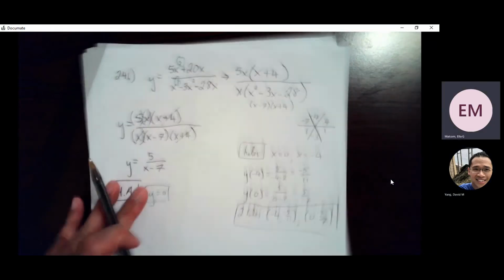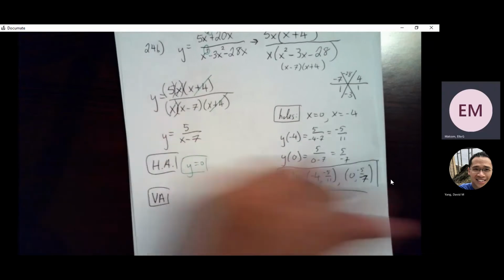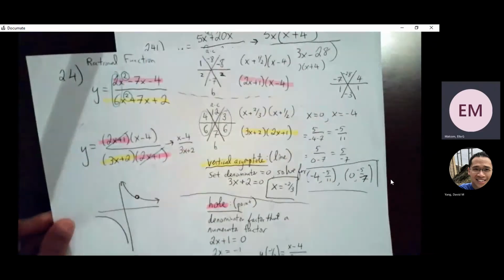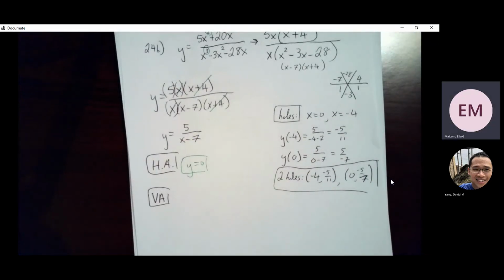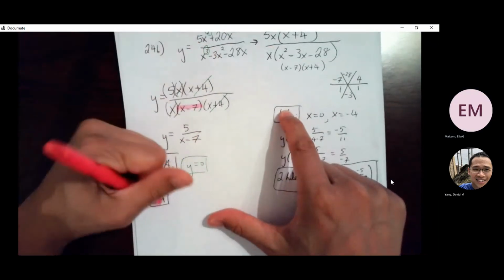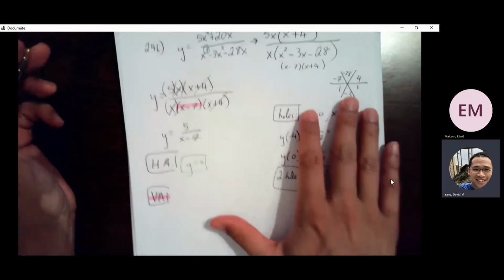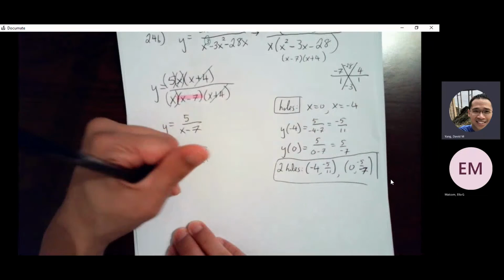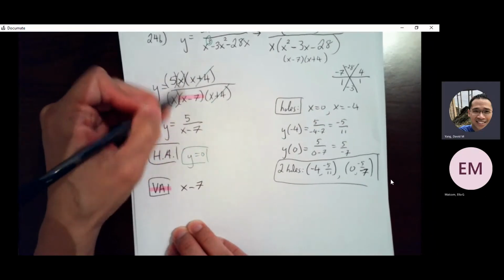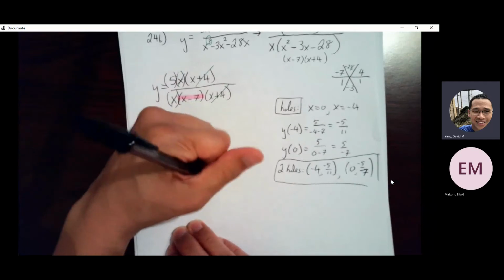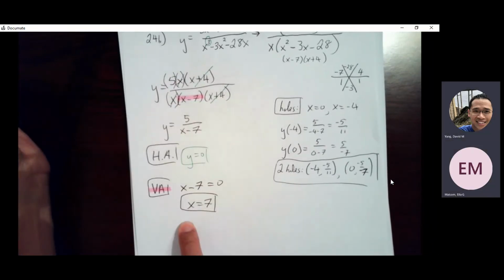What's the next thing I have to do? Vertical asymptote. Oh yes, vertical asymptote. So that's going to be x minus 7, which when you set it equal to 0, equals x equals 7. Good. It's a line, so there's nothing else that we need to find. We can just set that factor in the denominator that has no match in the numerator equal to 0 directly, and it's a line. Yeah.